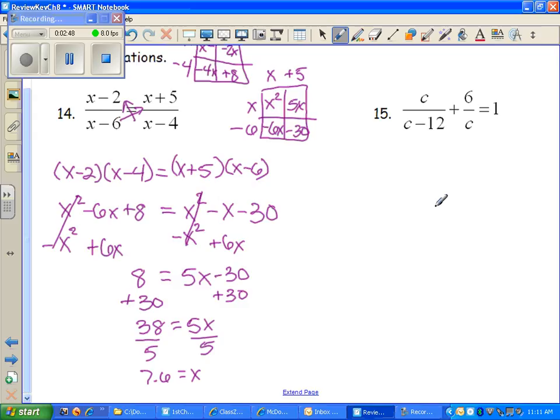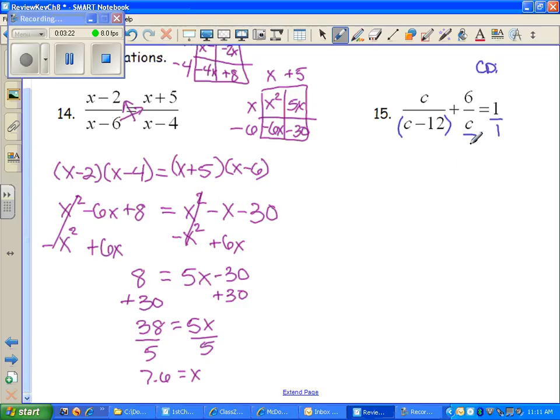Number 15 is worked differently. Just like the previous problems, what we need to do in order to get rid of the denominators here is we need to figure out a common denominator and then multiply each piece by that common denominator in order to eliminate our fractions in this problem. So I need to first decide what the common denominator is going to be. If you ever have a whole number, you can write it over 1 so that you can visualize the denominators for each of them. Remember that c minus 12 is totally different than c by itself.